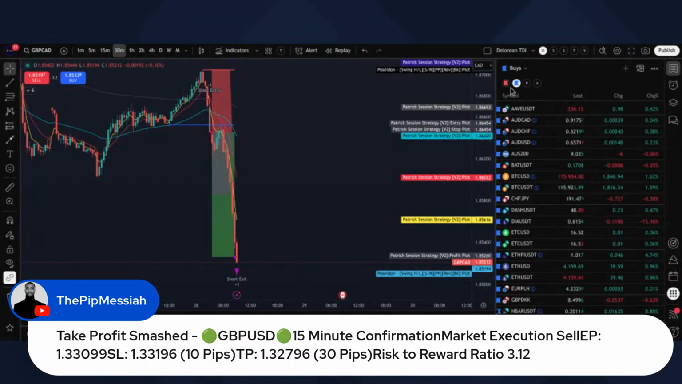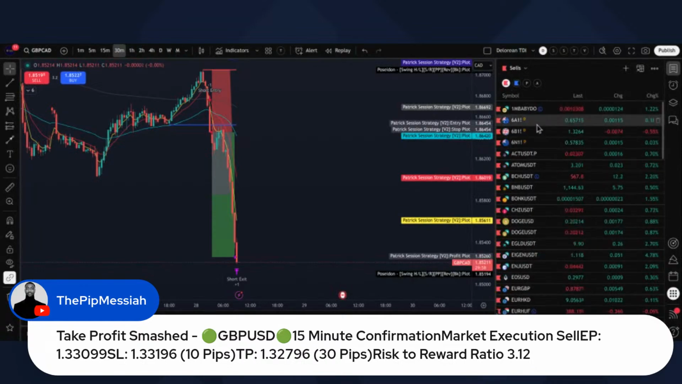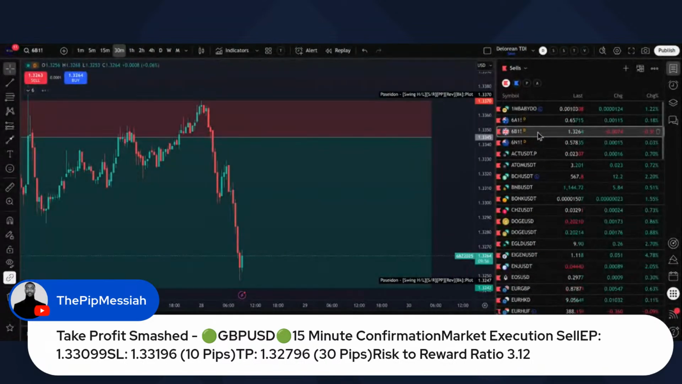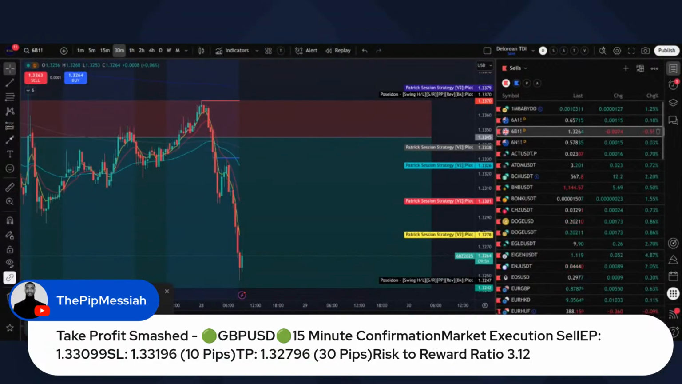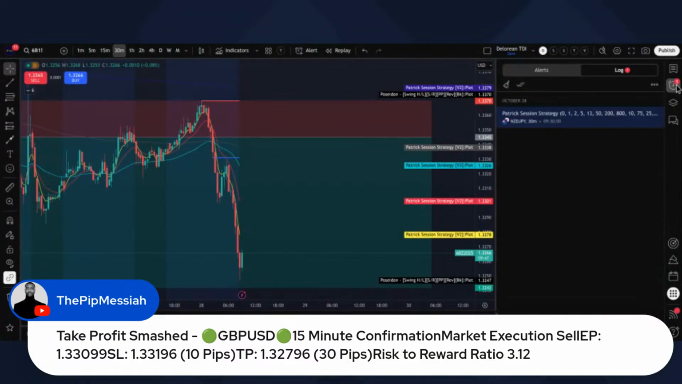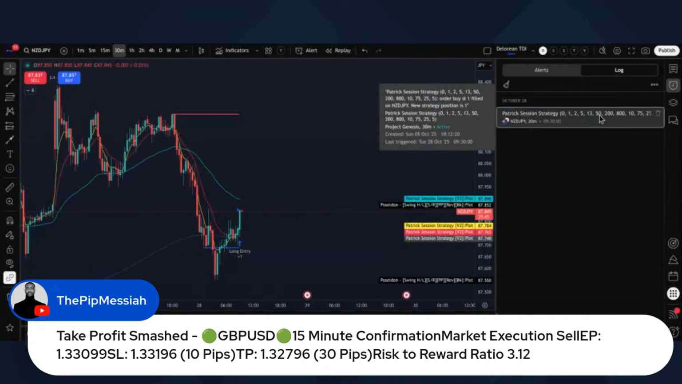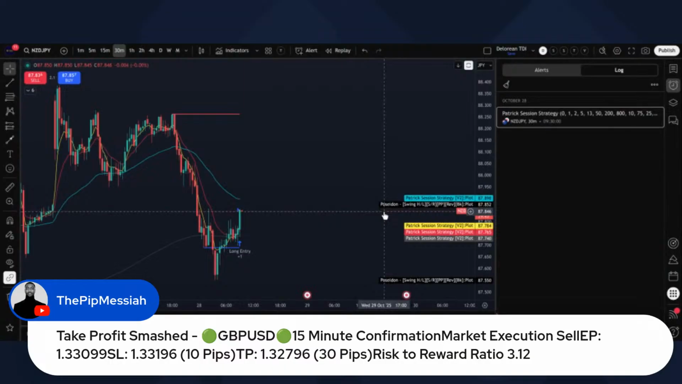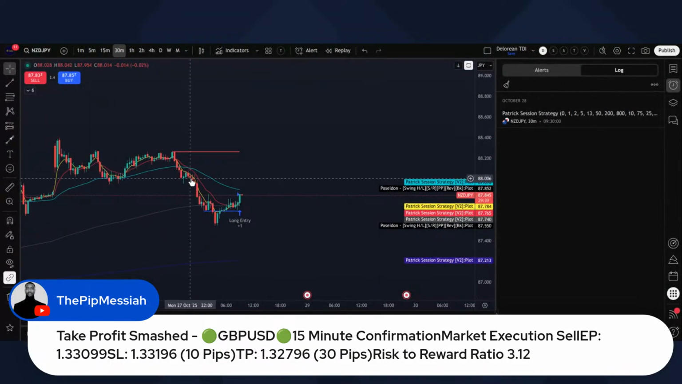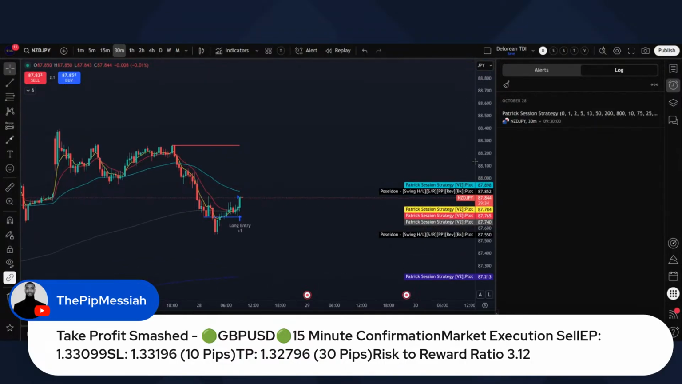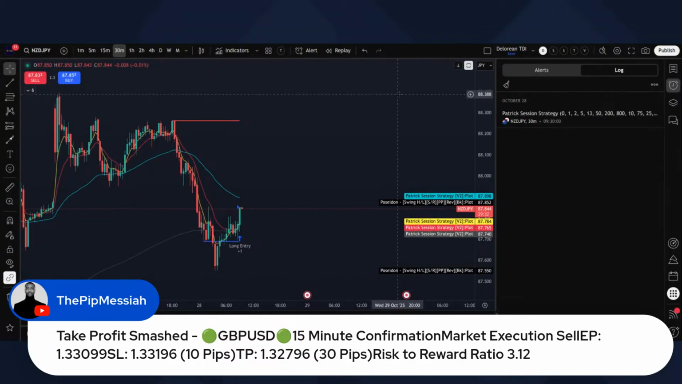Bitcoin still hasn't moved. Okay, so it's saying order filled on New Zealand dollar versus Japanese yen. Let's take a look. That is going to be a buy. Got aqua, gray, blue. We have the cross of the EMAs. We're definitely entering that trade.